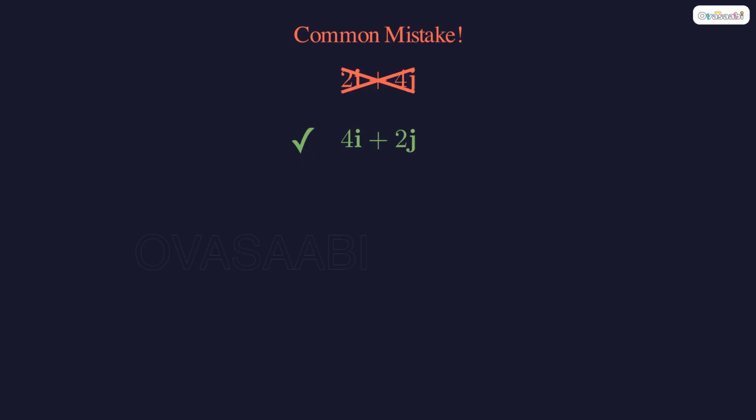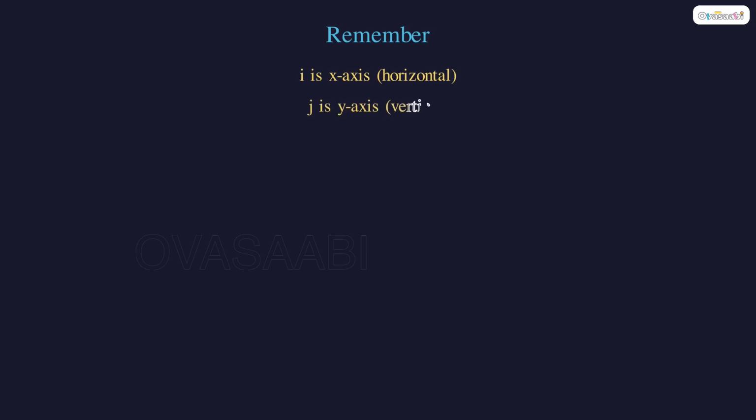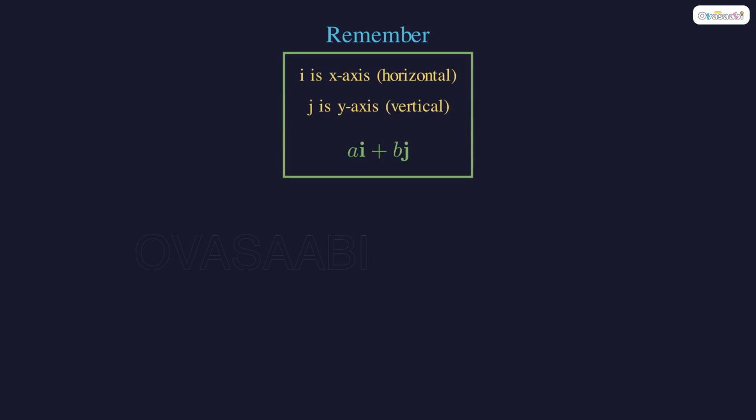Common mistake. Students mix up the order. Always subtract x coordinates for i, y coordinates for j. Don't swap them. Remember, i goes with x, j goes with y. Write your answer as ai plus bj, where a and b are numbers.